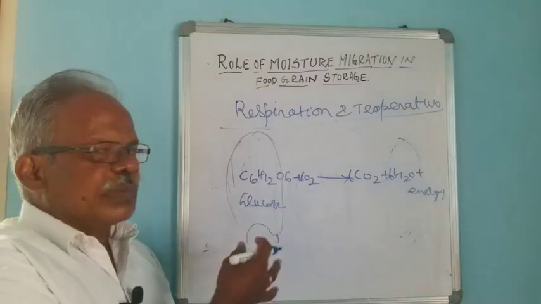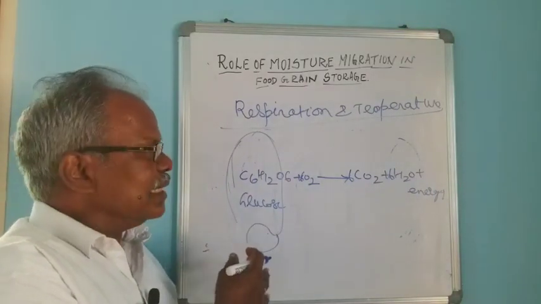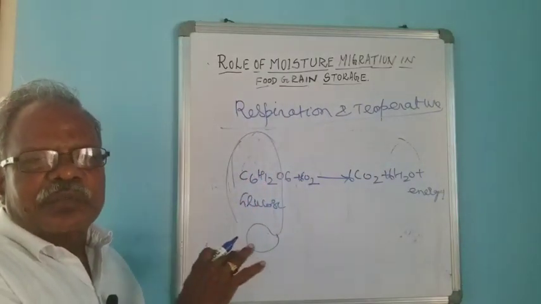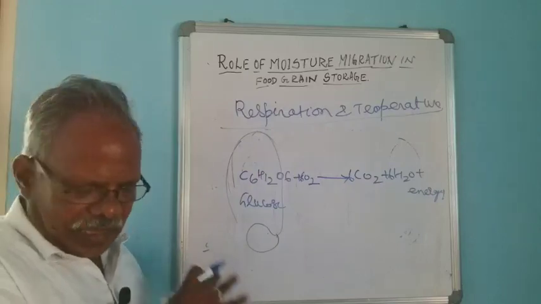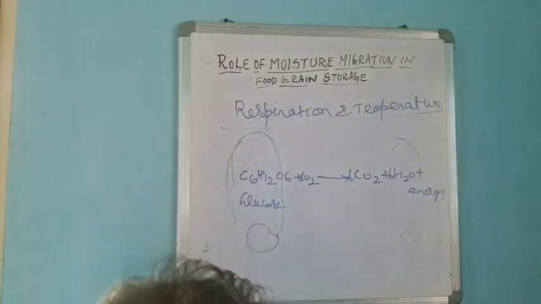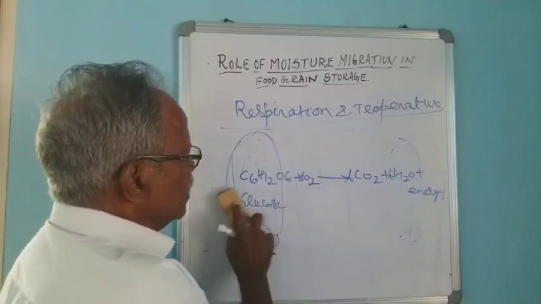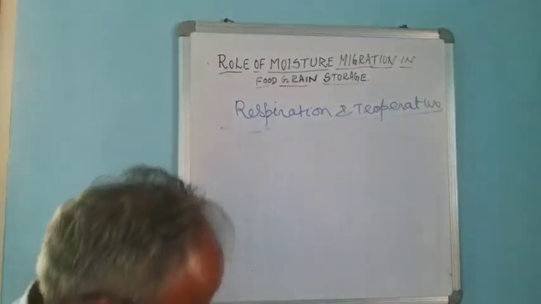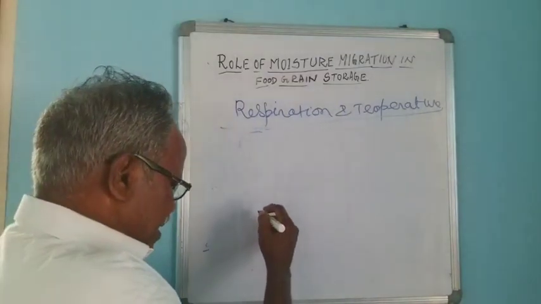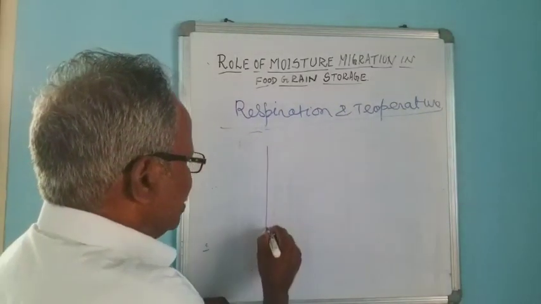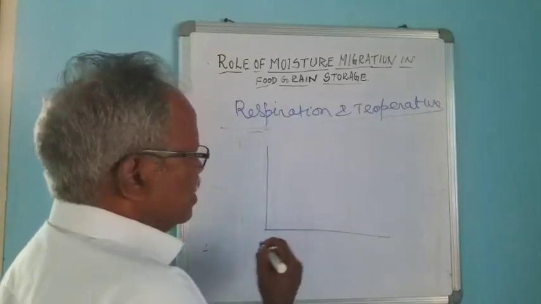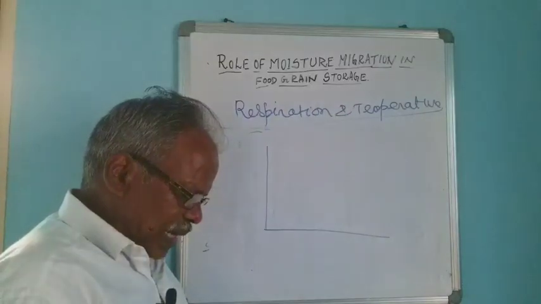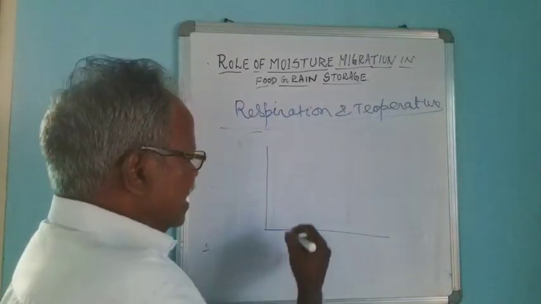This is with regard to respiration. So respiration and temperature have an effect on the grains. This is another thing. Respiration and temperature, we will draw by a diagram, showing how the moisture content and the temperature gradient vary.